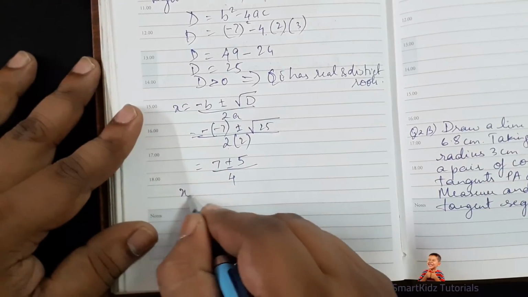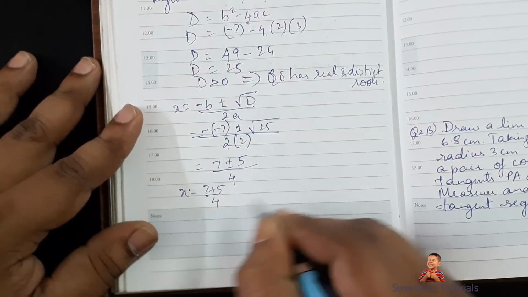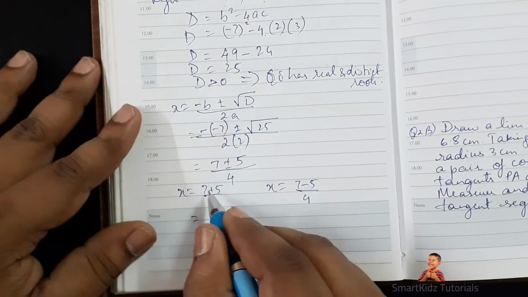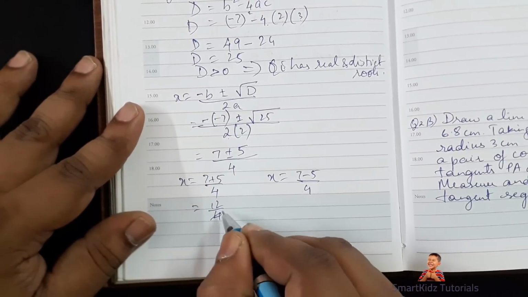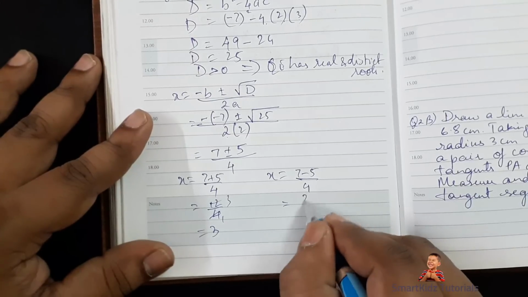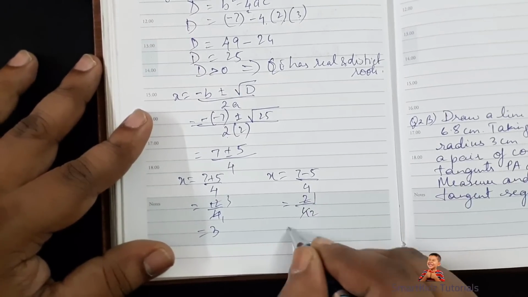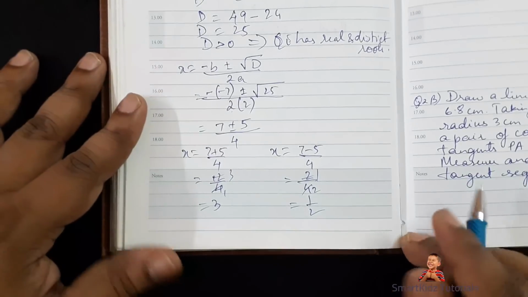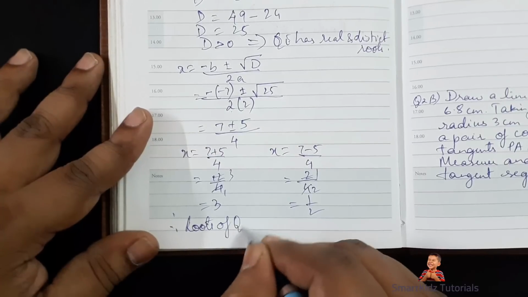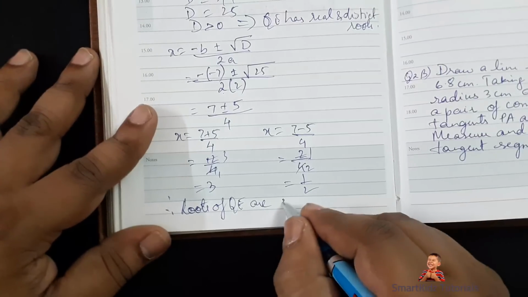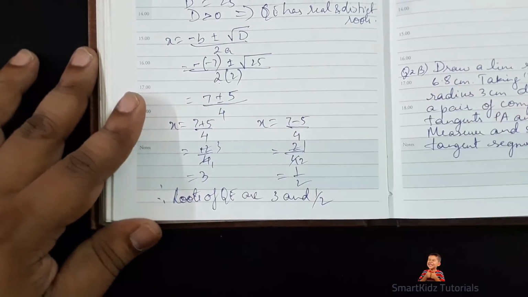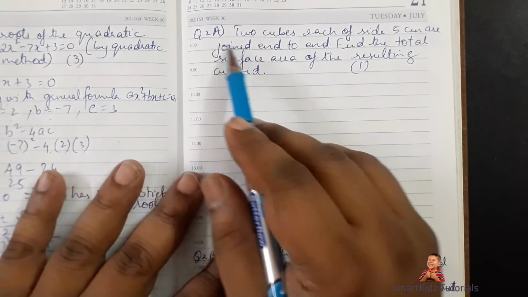And then we get x equal to 7 plus 5 upon 4, and x equal to 7 minus 5 upon 4. We get 7 plus 5 is 12 upon 4, 4 3s are 12. We get x equal to 3, and here 7 minus 5 is 2, 2 upon 4, which means it is half. So we can write therefore roots of quadratic equation are 3 and half. Okay, this is for 3 marks. Next question, question 2a for 1 mark.